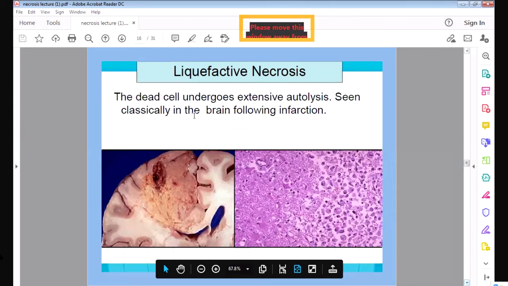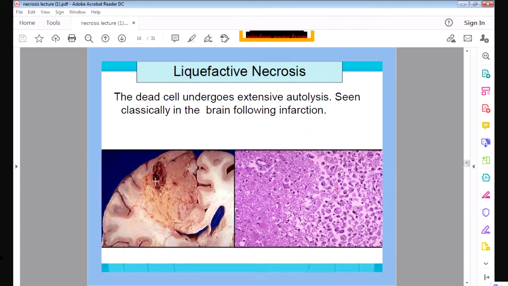Now here you can see this is the brain. This is the cut section of the brain, and see this area. This is the normal area, but this area has undergone necrosis. In this area of the brain, the cells have died, and you can see a collection of small amounts of fluid. That's why it is called liquefactive necrosis. So this is the area of the brain which is undergoing liquefactive necrosis.